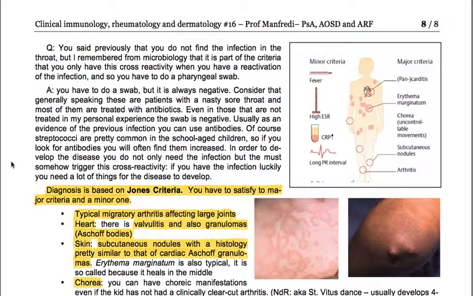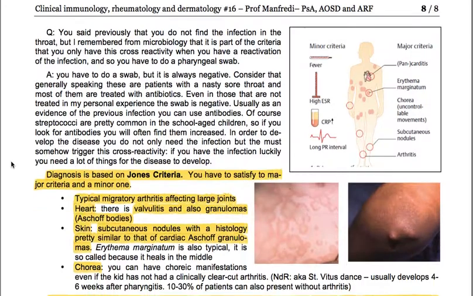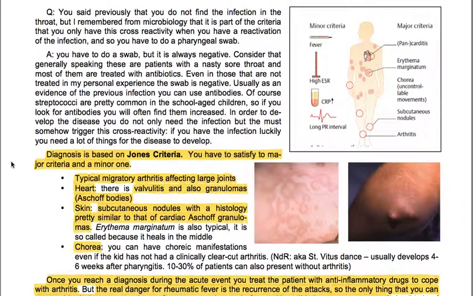Diagnosis is based on Jones criteria. You have to satisfy the major criteria and a minor one. We have a typical migratory arthritis affecting large joints. We have in the heart valvulitis and also granulomas, the Aschoff bodies. In the skin we have subcutaneous nodules with a histology pretty similar to that of cardiac Aschoff granulomas. Erythema marginatum is also typical. It is so called because it heals in the middle.